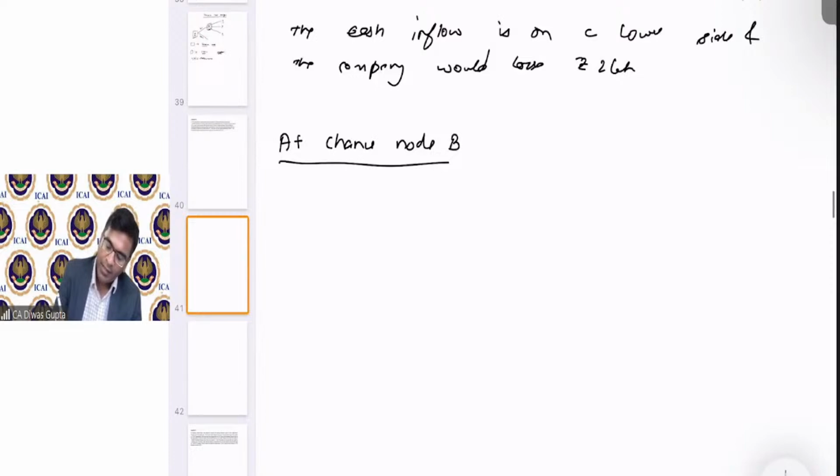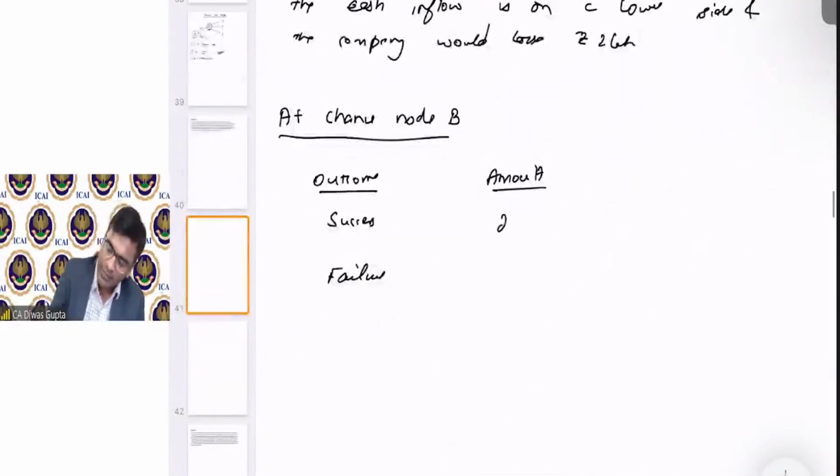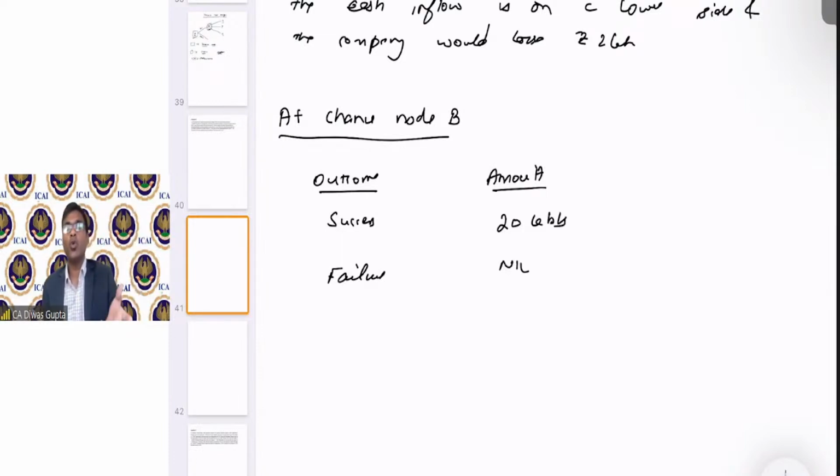So at B, there are two options, or rather, there are two outcomes. One is success and another one is failure. What is the respective amount that you will get? The amount here we just now calculated, right? 20 lakhs is what we will get in case we succeed, and failure nil. Because in failure, we decided not to invest.